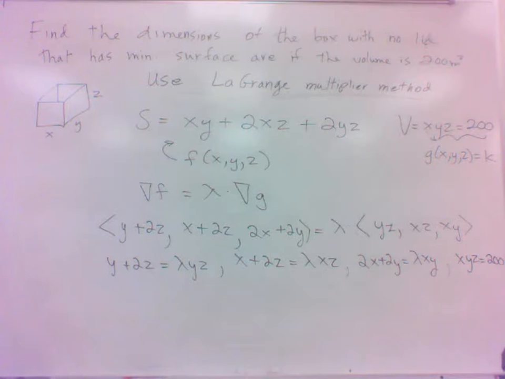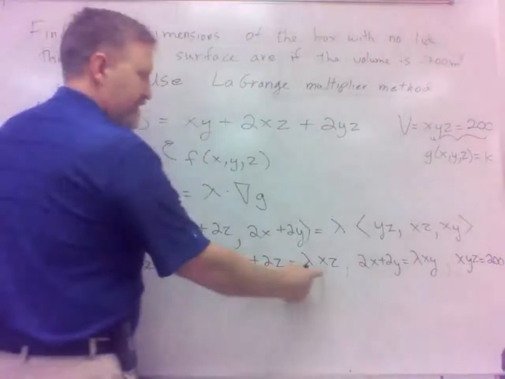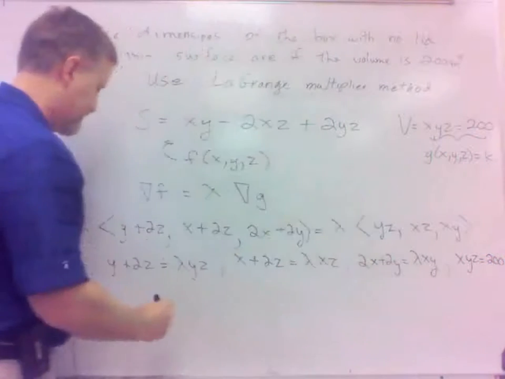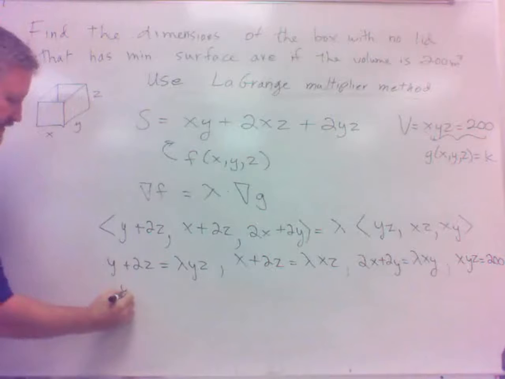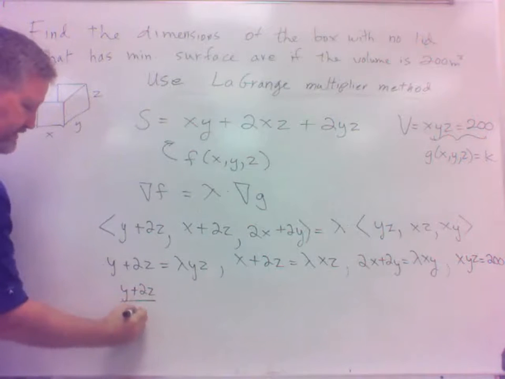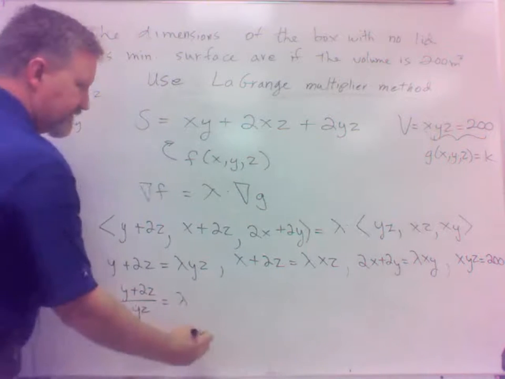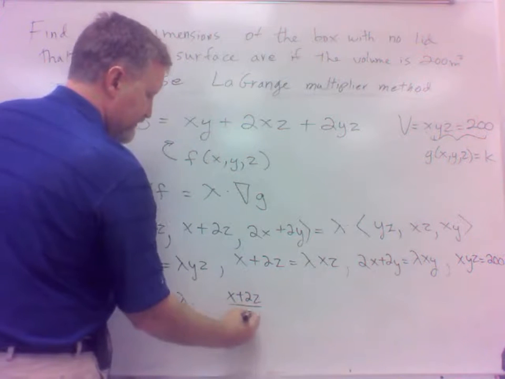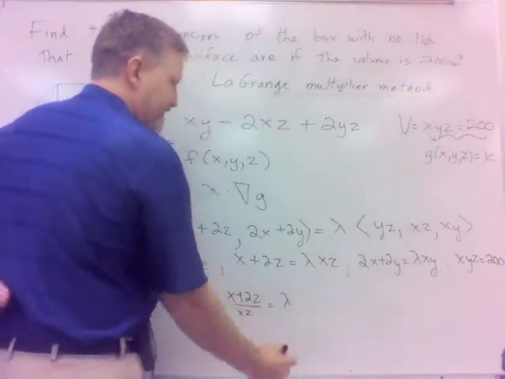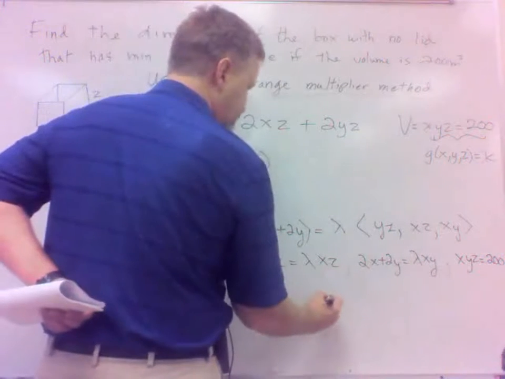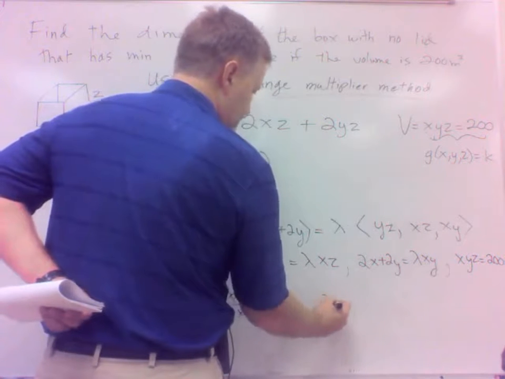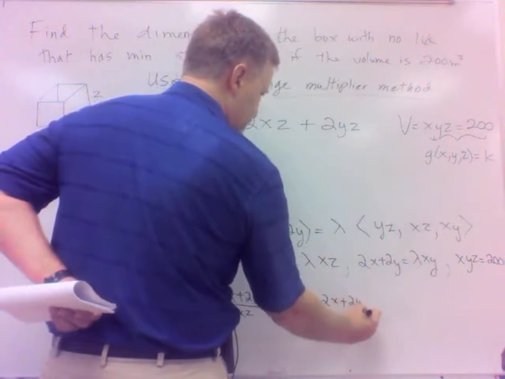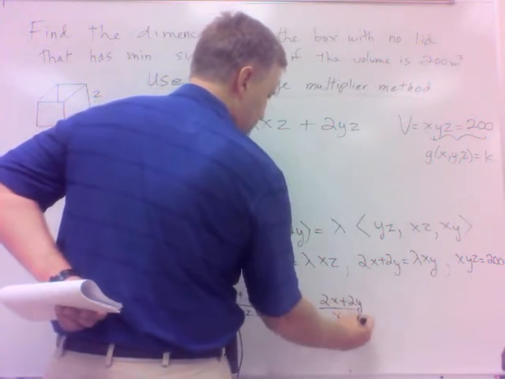Different ways. Here's the way I see to do it. If we solve all these for lambda, we'd have (y + 2z)/(yz) = lambda, (x + 2z)/(xz) = lambda, and then (2x + 2y)/(xy) = lambda.